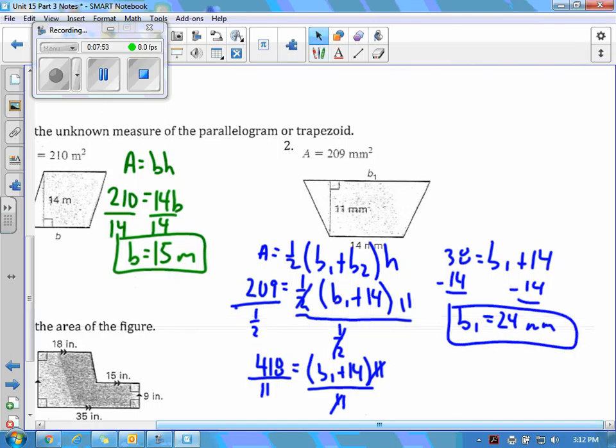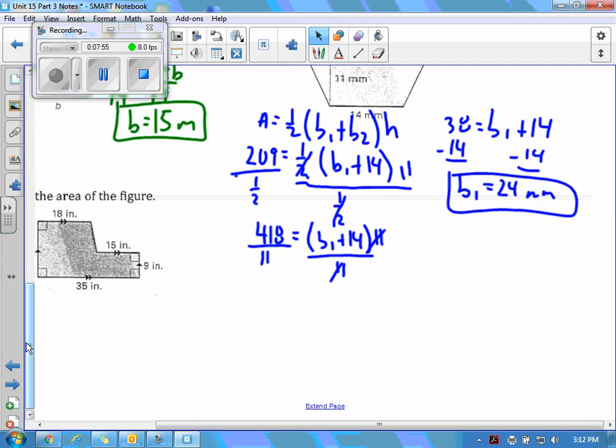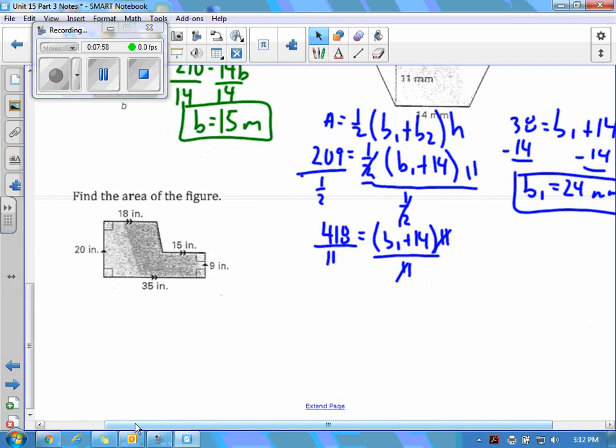The last thing is to find the area of this figure, which is actually a couple figures in one. I'm going to leave this to you guys to just do your best and try it. If you need help, you can ask. Do your best to try to figure it out on your own.